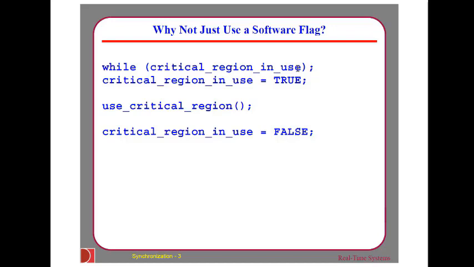But let's assume task 2, which also wants to use the resource, now interrupts task 1 just before it does the test. Okay? So task 1 has a local copy of the critical region in use flag, which at that time is set to false. But task 2 has now interrupted task 1. It also looks at the critical region in use flag, which is also set to false. And so it says, oh, okay, I can use it now. It does a test and says, okay, it is set to false, so it is free for me to set the flag to true and then start using the critical resource.